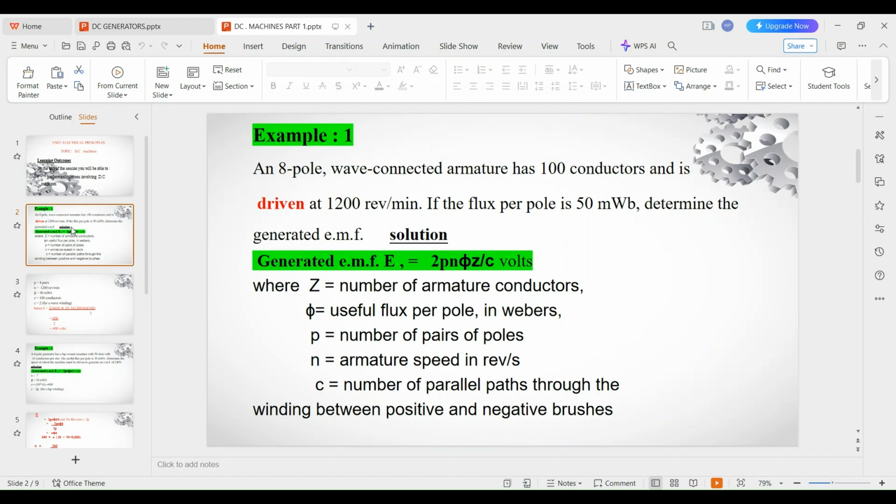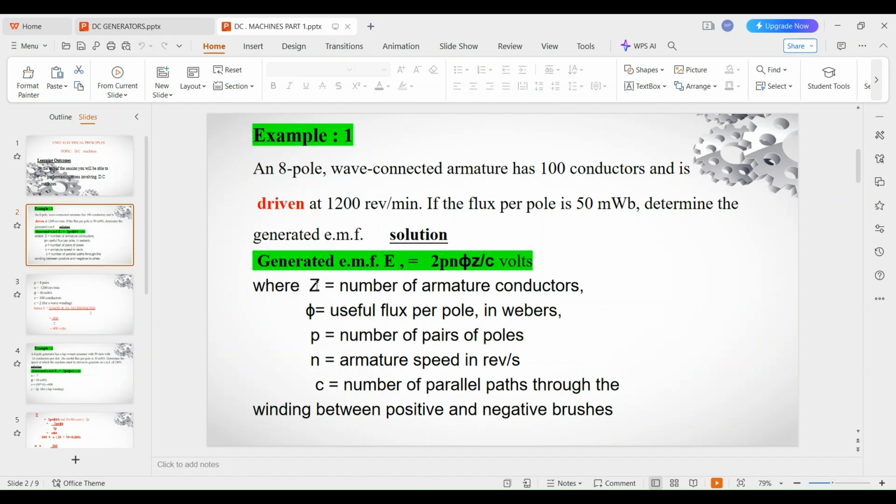Solution. In our scenario, we have 8 poles. We have been told it is an 8-pole, wave wound connected armature. It has 100 conductors and it is driven at a speed of 1200 revolutions per minute. And the flux per pole is 50 milliwebers. So we are supposed to look for E.